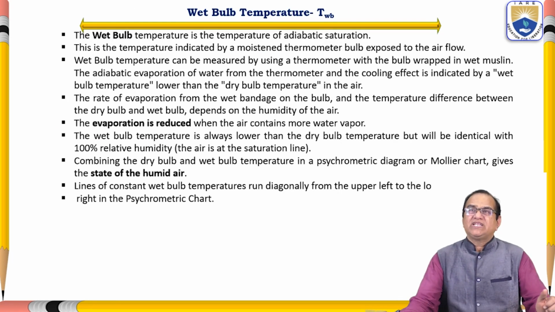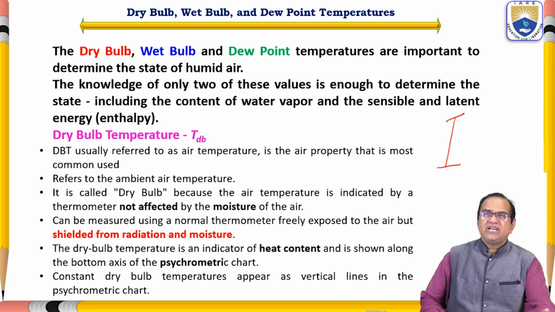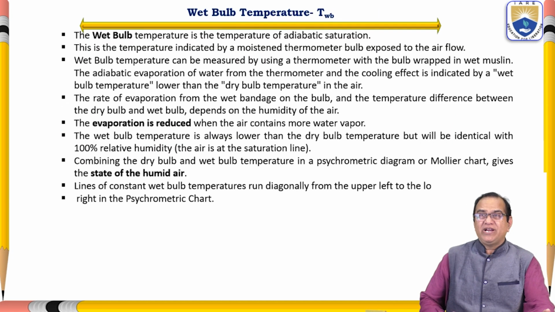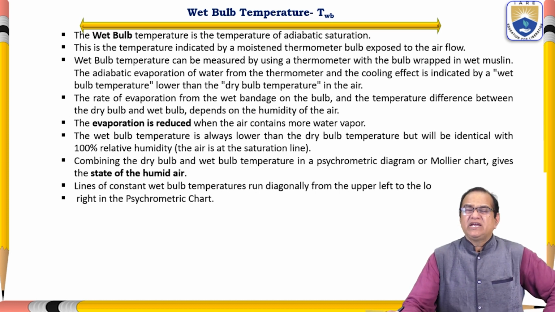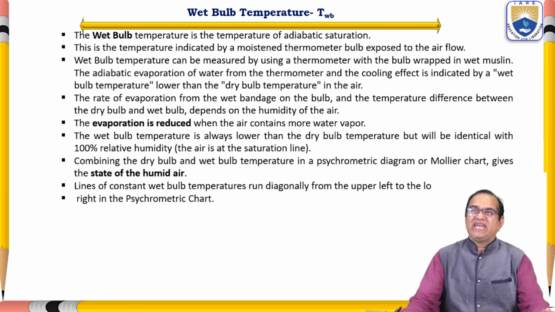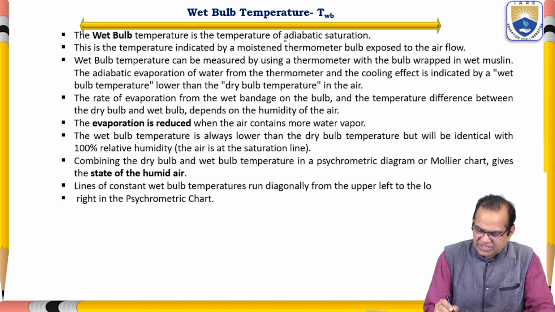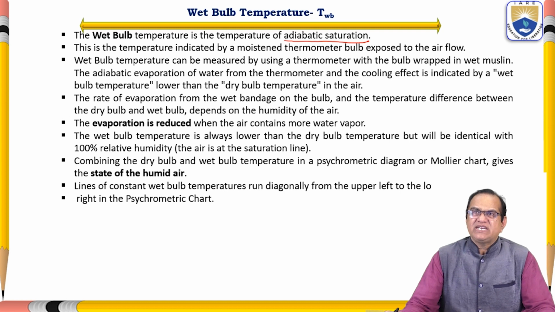Now we will see the wet bulb temperature. So we have three types: dry bulb, wet bulb and the dew point temperature. The wet bulb temperature is called T wet bulb, WB. It is the temperature of adiabatic saturation. This is the temperature indicated by a moistened thermometer bulb exposed to the airflow.